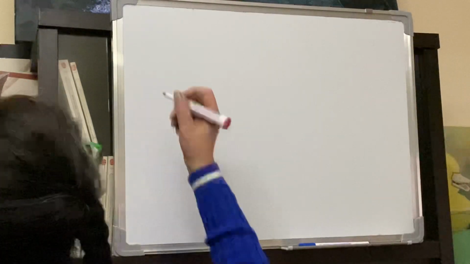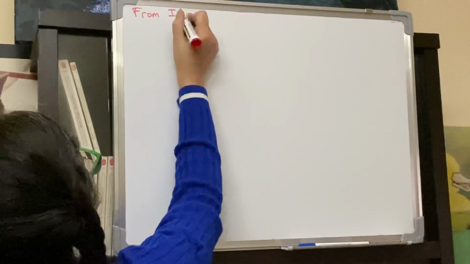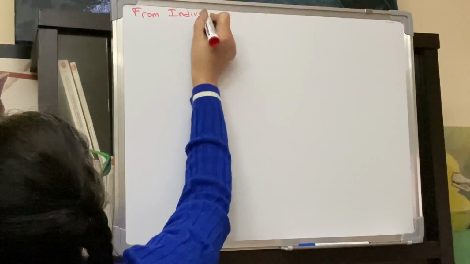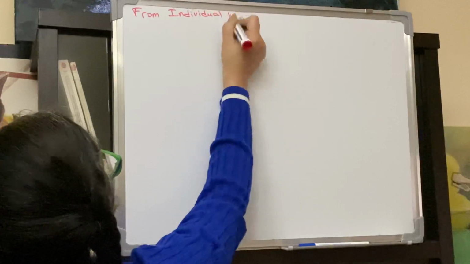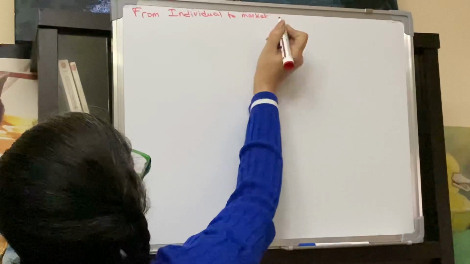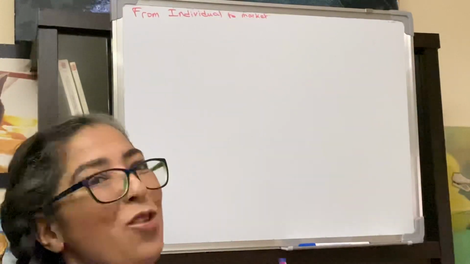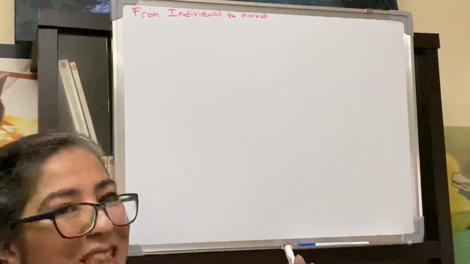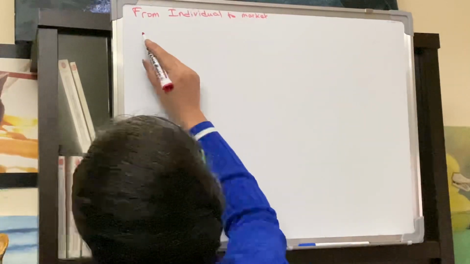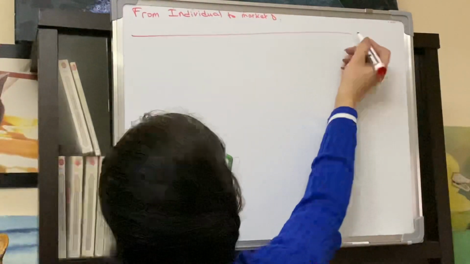Let's move from individual to market demands. I know you're going to ask, why are we doing this here? It's because later on we're going to link the utility to the demand. So from individual to market demand, and here I'm going to give you an example.